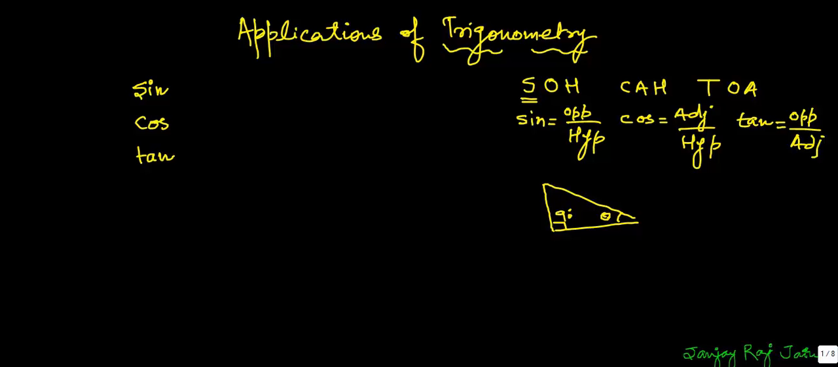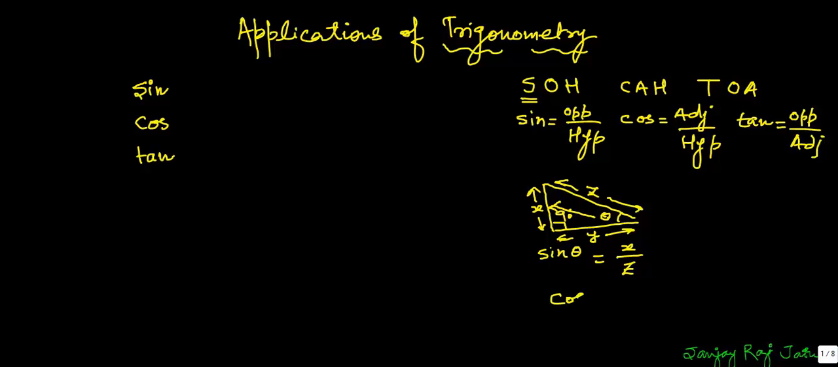So if we are talking about sine of theta, then this is the opposite side. Let us say this is x, this is y, and this is z. So sine of theta will be equal to opposite, that is x, divided by hypotenuse, that is z.